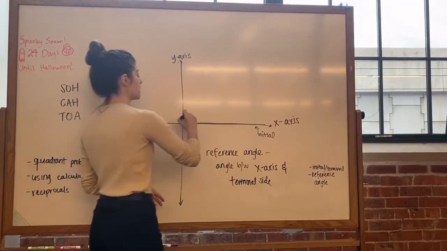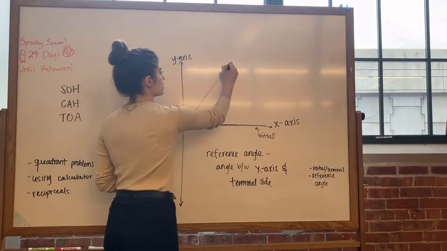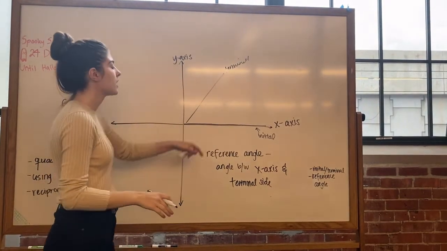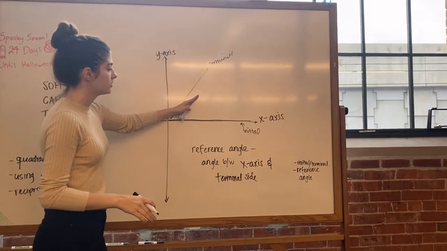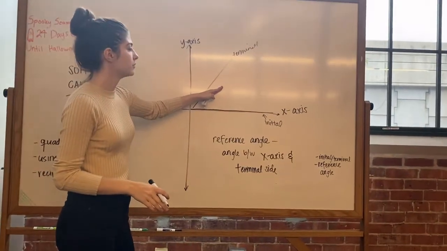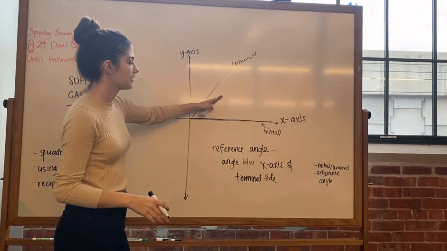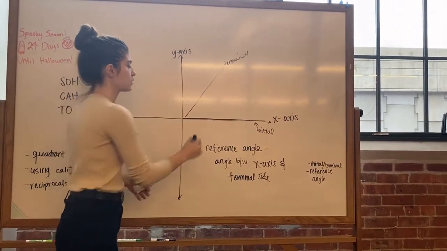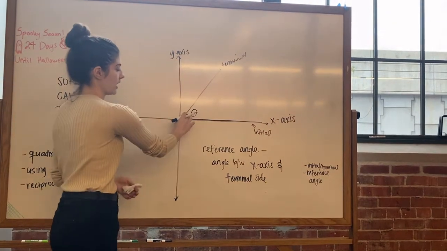So last time when we did an example up here, this was our terminal side right here. Our reference angle was our terminal angle because the x-axis and the terminal side, as well as the initial side and the terminal side, are the same. We're still referencing this theta right here, this angle right here.